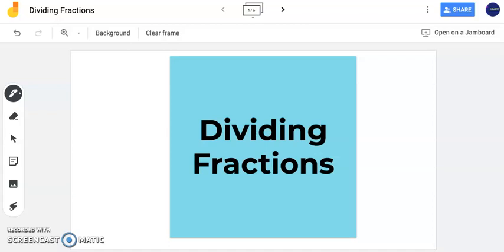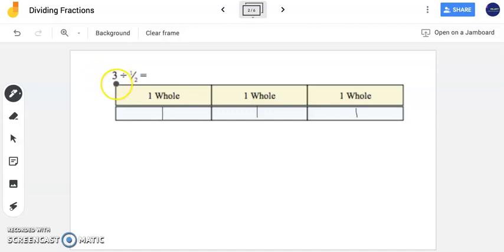Hello, today we're going to focus on dividing fractions. In this first problem here, we have 3 divided by 1/2. Notice in this model given to us, it broke this into 3 whole pieces because we have 3 whole pieces divided by 1/2. Now, each whole we're going to break into halves.